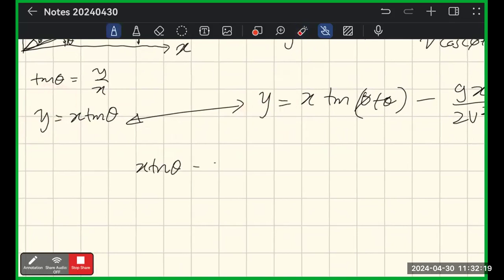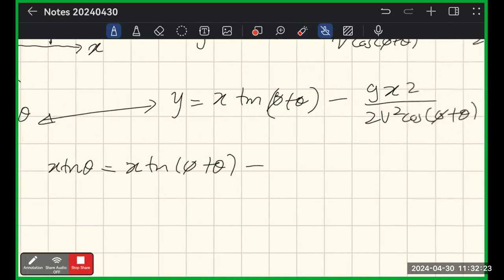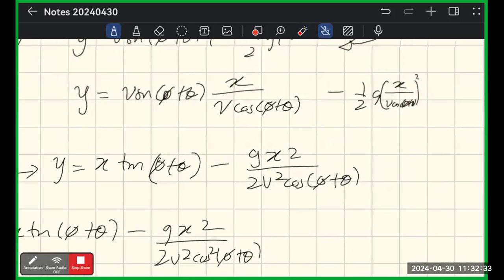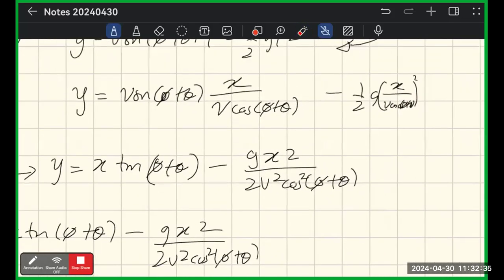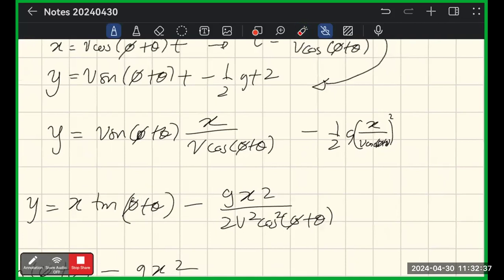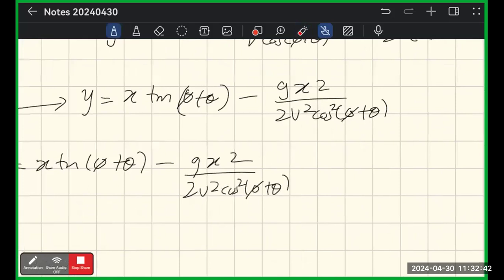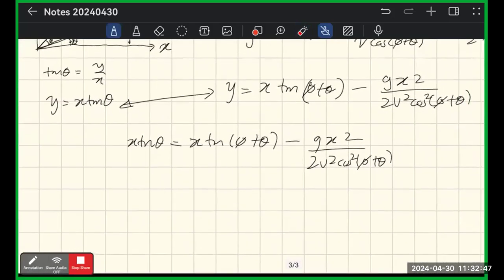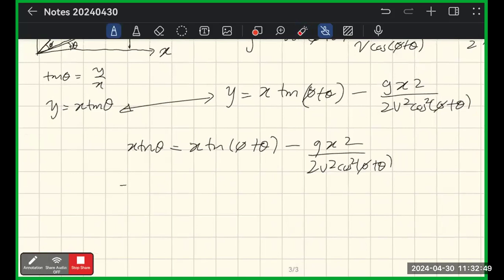X tan theta equals x tan phi plus theta, negative g x squared over 2v squared cos phi plus theta. Oh wait, it's cos squared. Sorry guys. Because it's x squared and v and everything, it's squared. And then you can just find the solution for this equation.